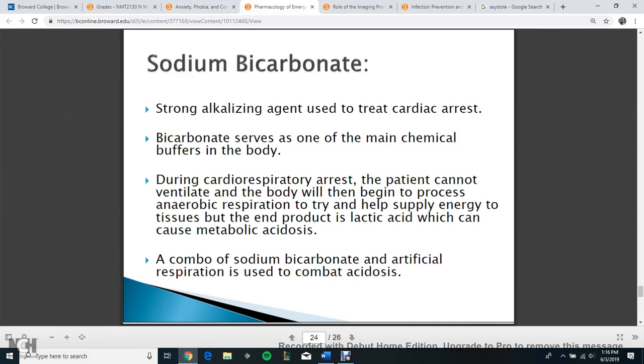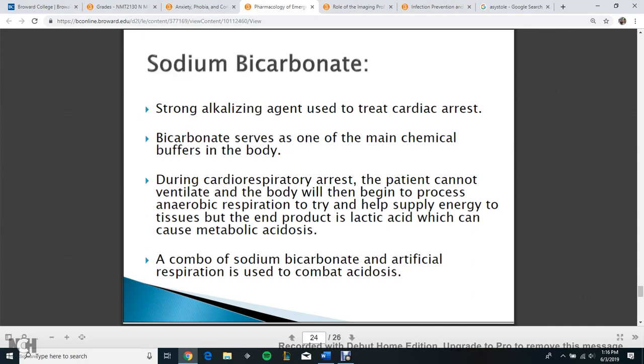Sodium bicarb, a strong alkalizing agent, is used to treat cardiac arrest. Bicarbonate serves as one of the main chemical buffers in the body. During cardiorespiratory arrest, the patient cannot ventilate and the body will begin to process anaerobic respiration to try to help supply energy to the tissues, but the end product is lactic acid, which can cause metabolic acidosis.